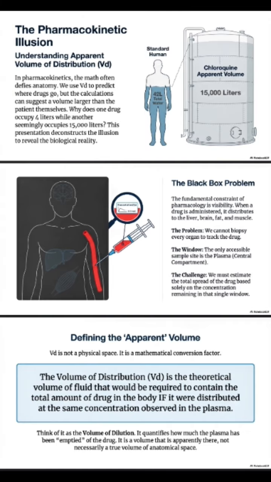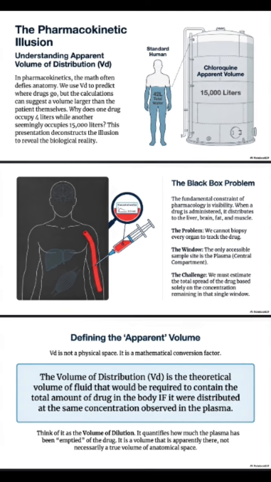So, in pharmacokinetics, the calculation you do doesn't really follow your anatomy. And for pharmacology, we have a big problem with the body. We can't really start tracking each organ to see how the drug enters each organ. So the only sample we can get is your blood. It's the only way we can know what the drug is doing. Because of that, we have to estimate things using your blood plasma. And that is the exact problem we have with apparent volume of distribution.